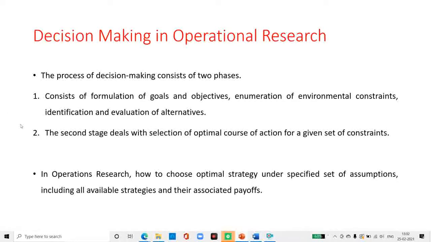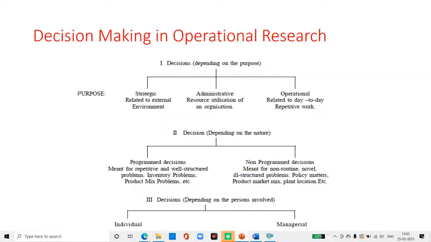So in operational research, we are concerned with how to choose the optimal strategy under a specified set of assumptions, including all the available strategies and their associated payoffs. In operational research, decision making is classified in different ways depending upon the criteria or the purpose of the classification. Some of them are here.